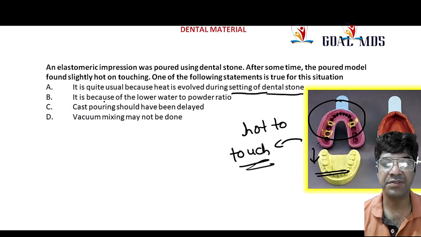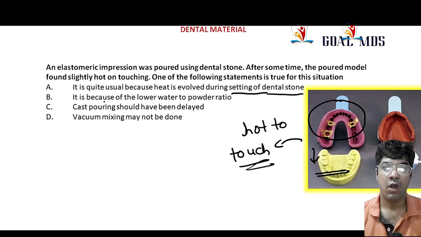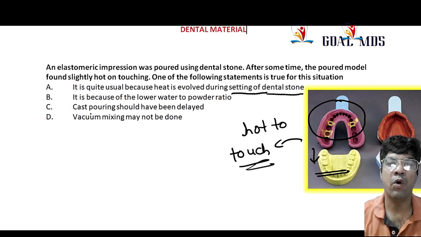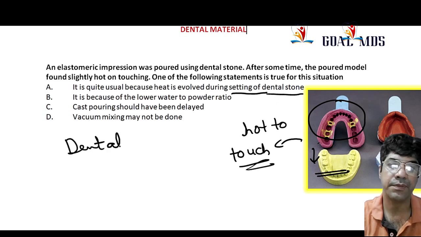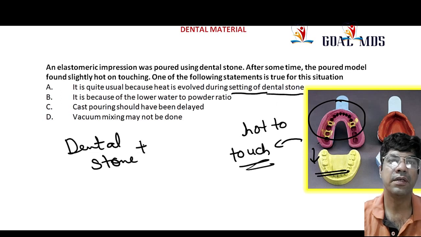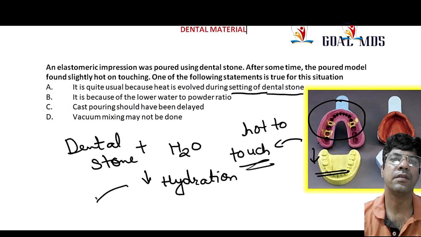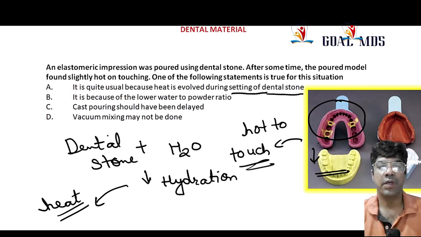So it is quite usual, because heat is evolved during setting of the dental stone. It is quite usual for a poured dental stone to feel slightly hot on touching, because the heat is evolved during the setting of dental stone. So dental stone, when mixed with water, undergoes a chemical reaction that is known as hydration. This reaction generates heat as the dental stone hardens and sets.